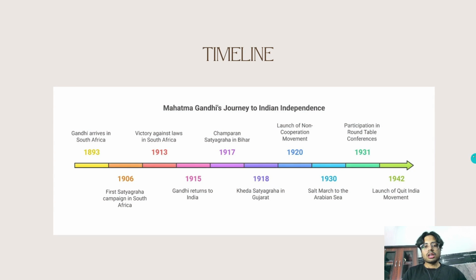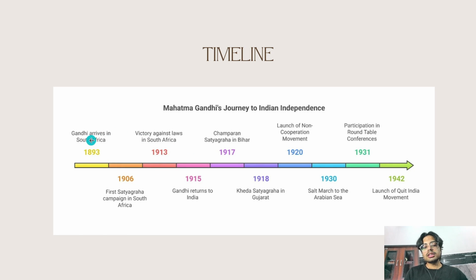So before starting the unit, let's first understand the timeline of nationalism in India. In order to understand nationalism, you need to focus on how Gandhian era started in India, and how many movements such as Satyagraha and non-cooperation and civil disobedience movements of Gandhiji started in India.